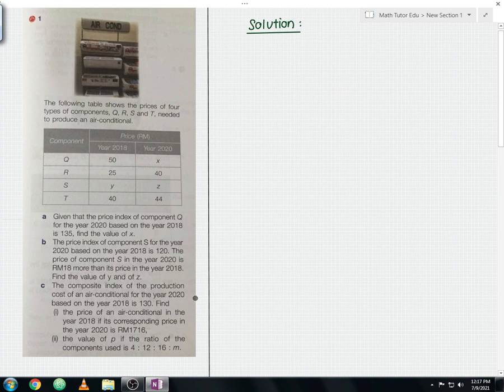For the question part C, the composite index of the production cost of an air conditioner for the year 2020 based on the year 2018 is 130. Find the price of an air conditioner in the year 2018 if its corresponding price in the year 2020 is 1716 ringgit, and the value of P if the ratio of the components used is 4:12:16:M. You may be wondering why here you have P and there you have M.